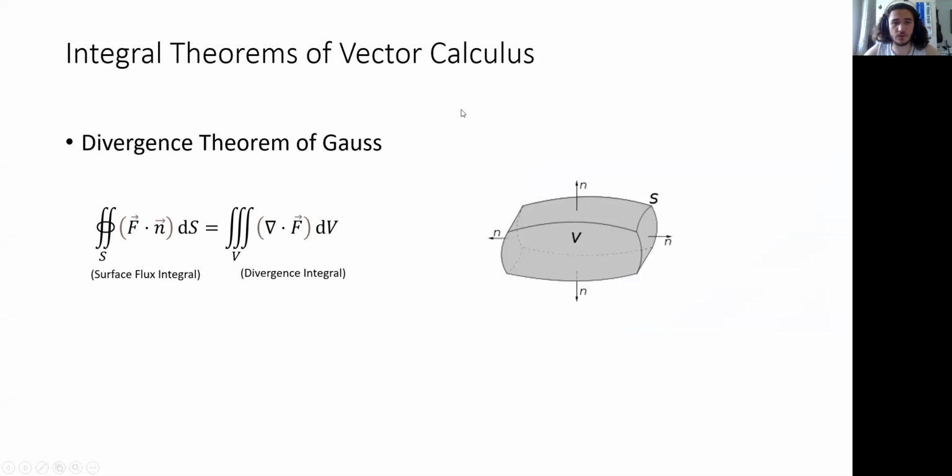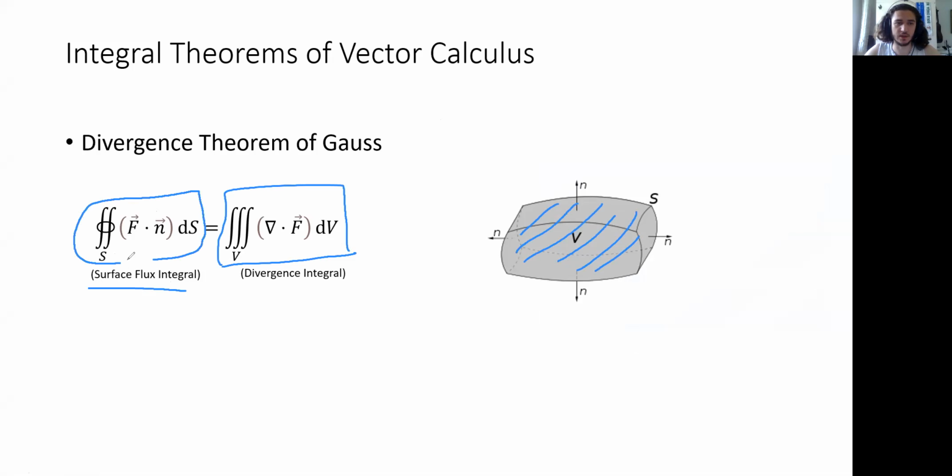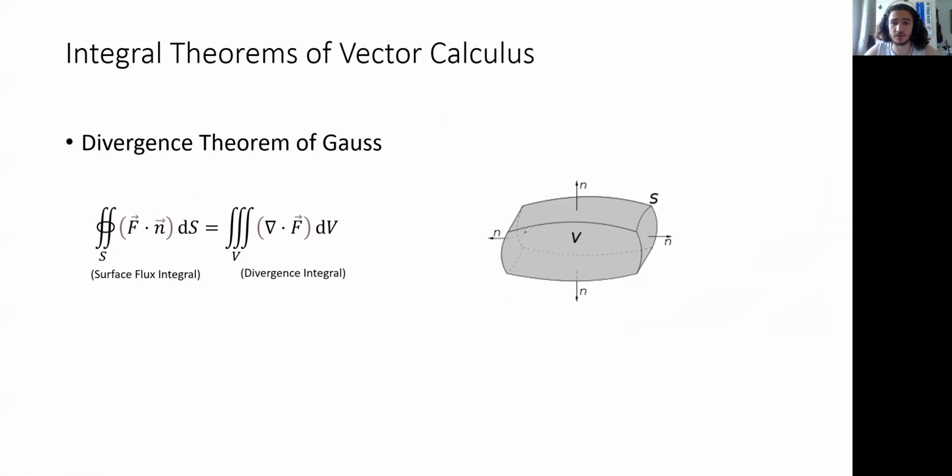The second theorem, the divergence theorem of Gauss. If you want the divergence integral over a volume, you don't need to calculate this integral. You can just calculate the surface flux integral, this double integral here. It is a similar idea to Green's theorem. You don't need to get into this volume. You can do it by the surface around it, the surface that bounds it.